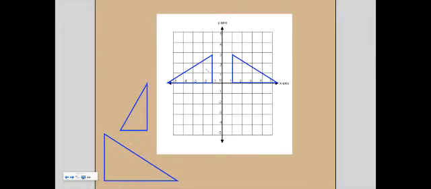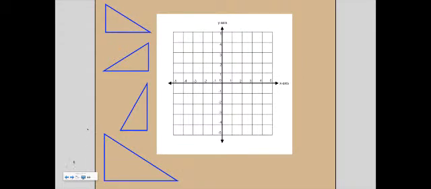So if you see, this triangle is like looking at itself here in the mirror. This is a reflection across this axis, the y-axis, the one that goes up and down. So that's what a reflection looks like. The next one is called a rotation.